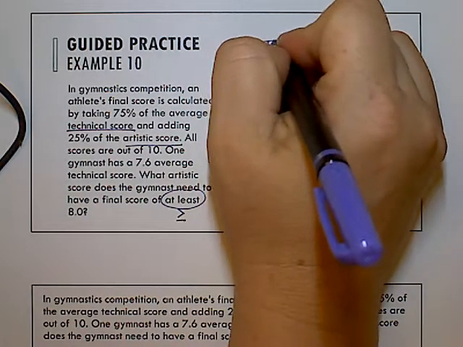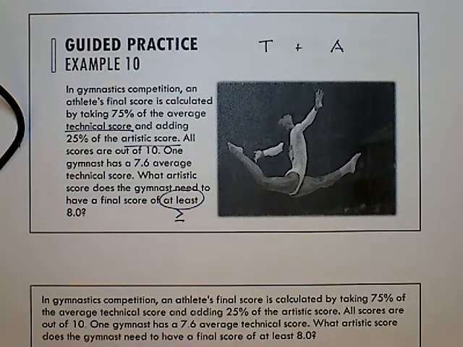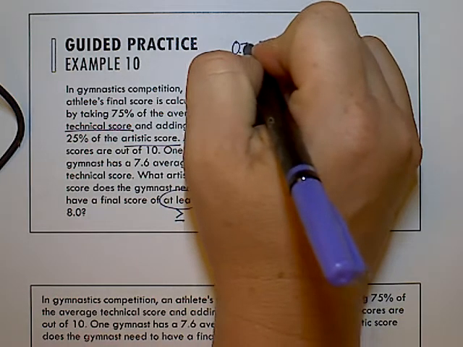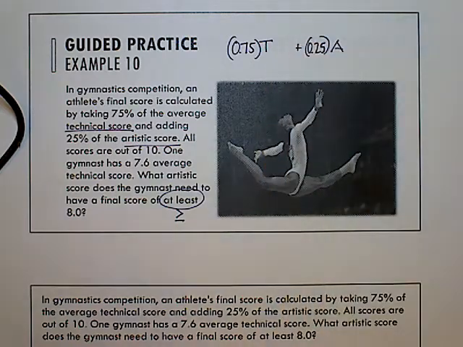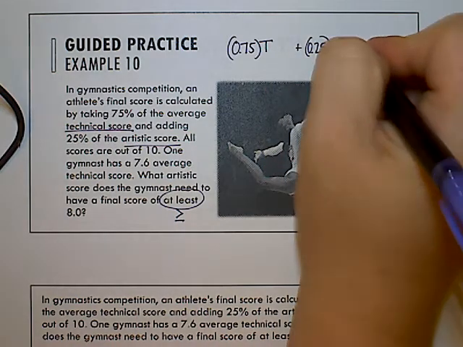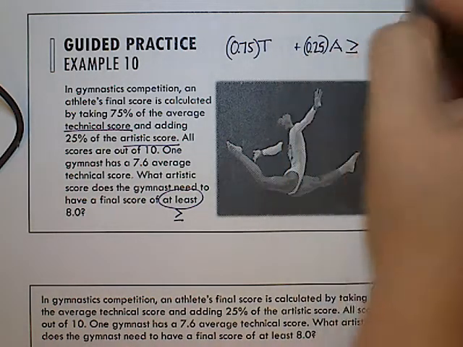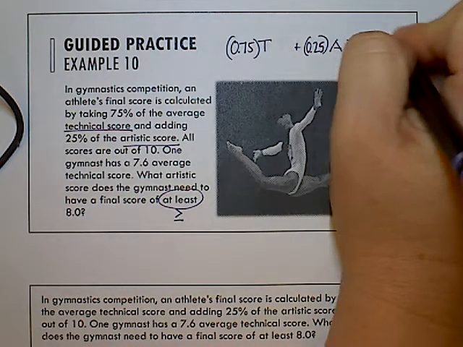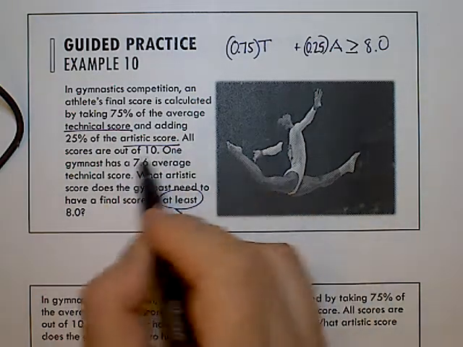So the technical plus the artistic. We also know that we're going to take 75% of the technical score and only 25% of the artistic score. So I'm going to turn it into a decimal instead of putting it as a percentage. And I know that has to be at least, so greater than or equal to 8.0.